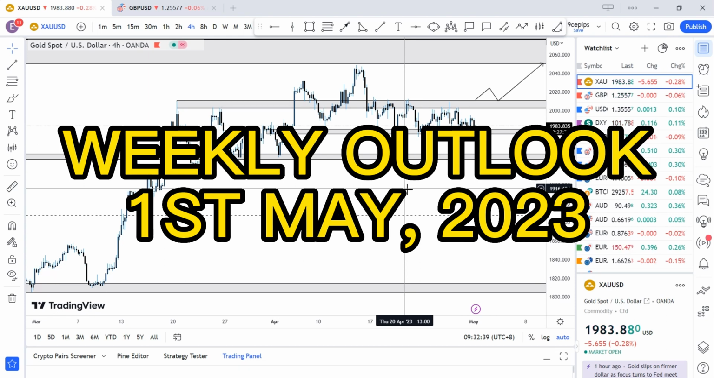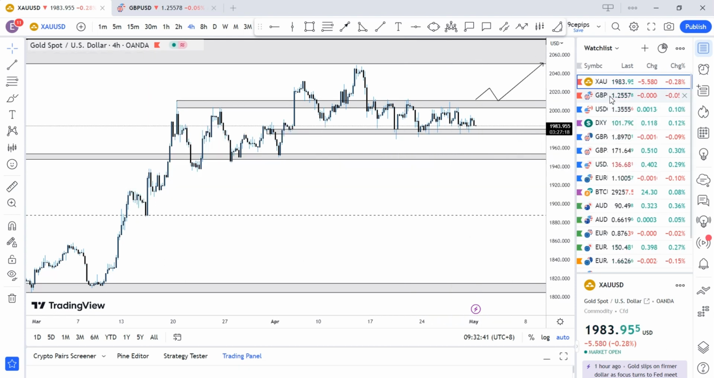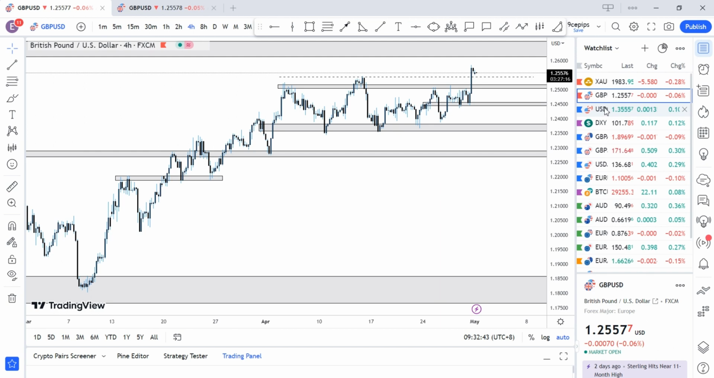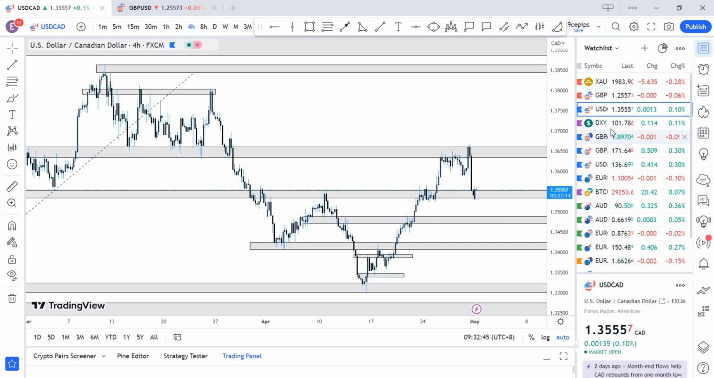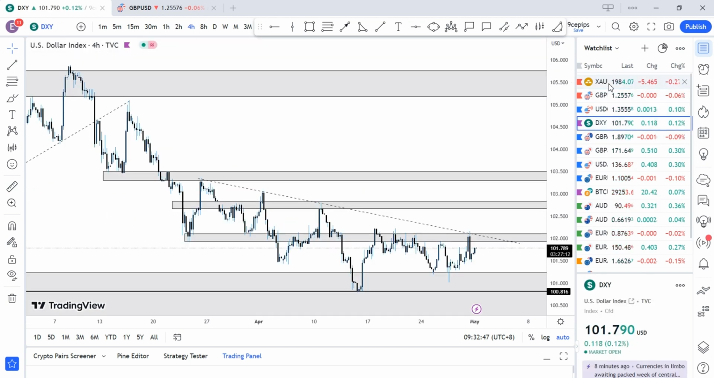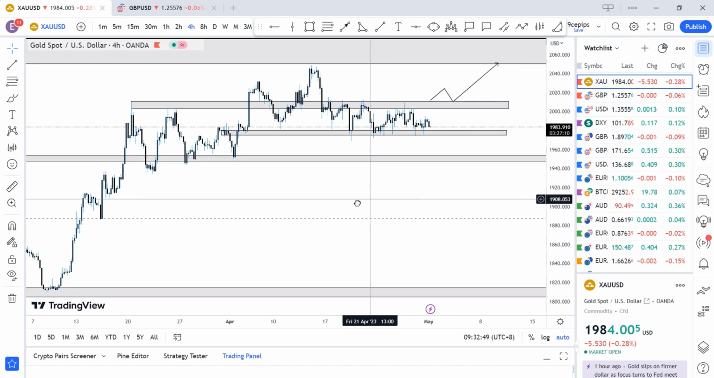Hello guys, welcome to weekly outlook here on gold, the pound USD, USDCAD, and of course the DXY. And basically for the week, let's just quickly look at it.